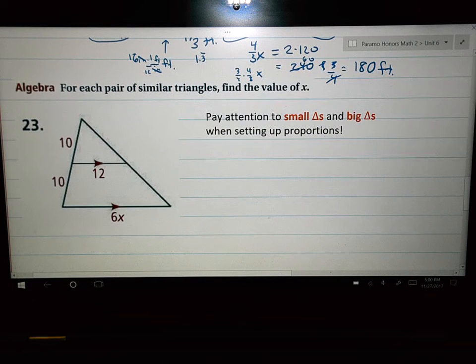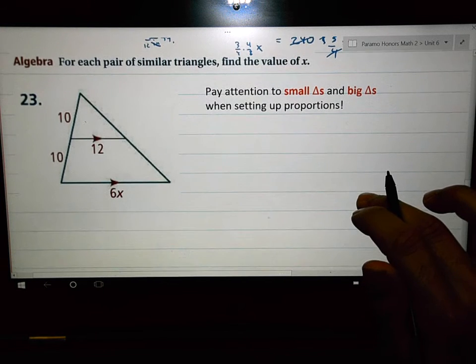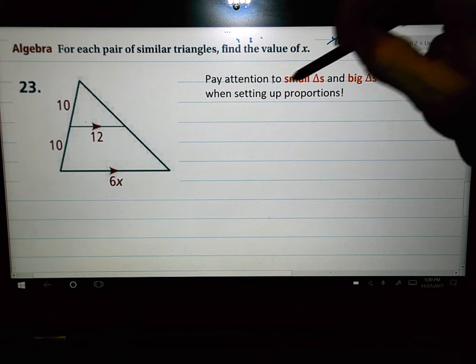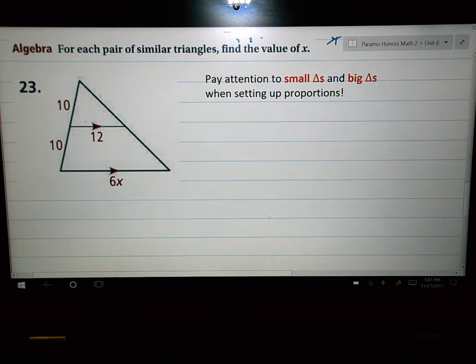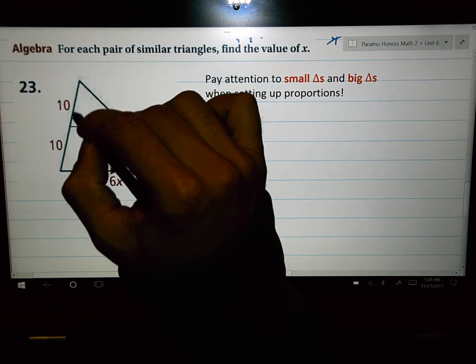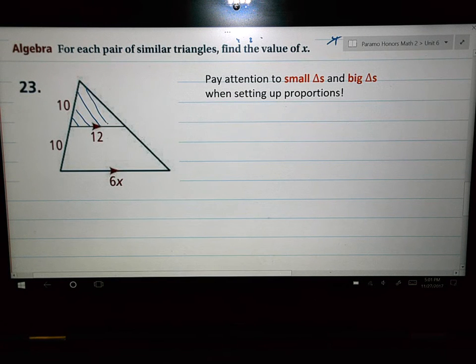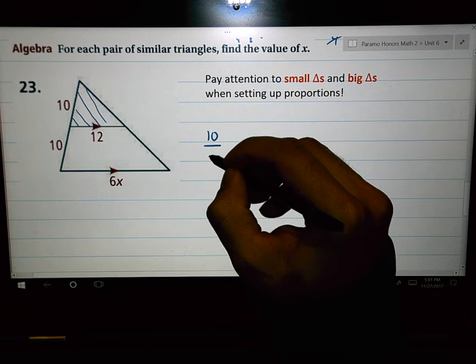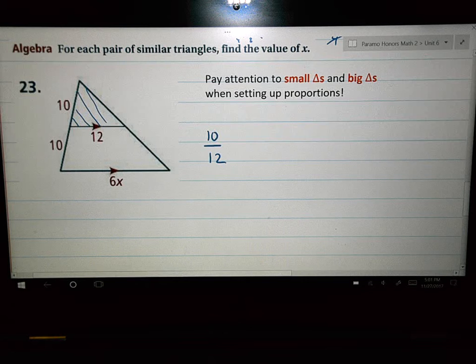Scooting to number 23. For each pair of similar triangles, find the value of x. So what I want you to see on this problem is, I wrote a little note on number 23. Pay attention to small triangles and big triangles when setting up proportions. So if I'm looking at this small triangle, we'll call it the blue triangle that I just colored in here. And I do the left side of the blue triangle over the bottom of the blue triangle. That's the small triangle.